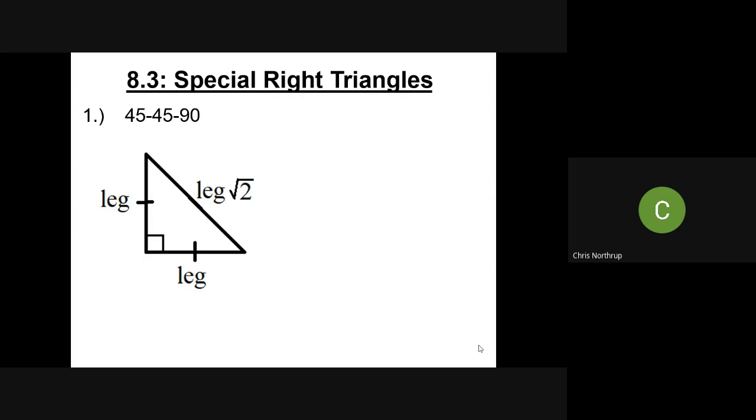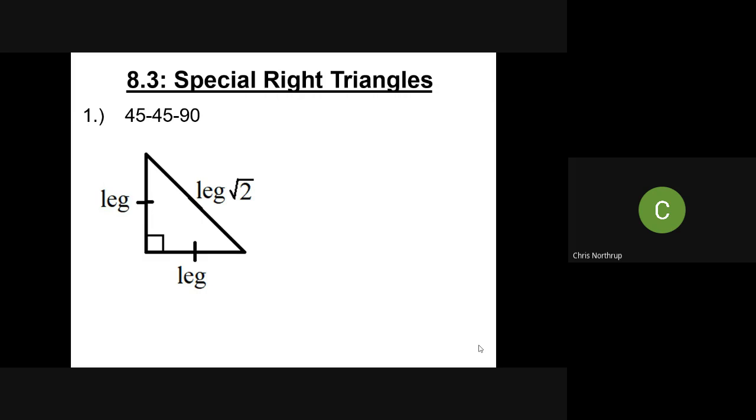In this video, we're going to take a look at two patterns of right triangles where we really only need to know one side length and we can find the other two. This is a little bit different than Pythagorean theorem because with that theorem, you need two sides in order to get the third side. So the first pattern is called 45, 45, 90.